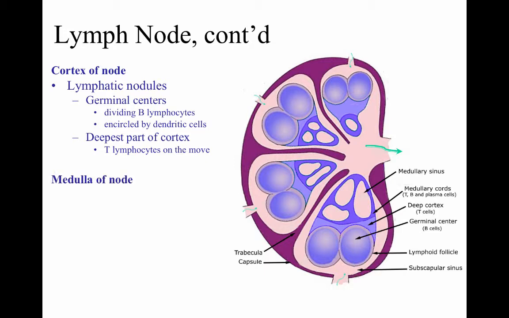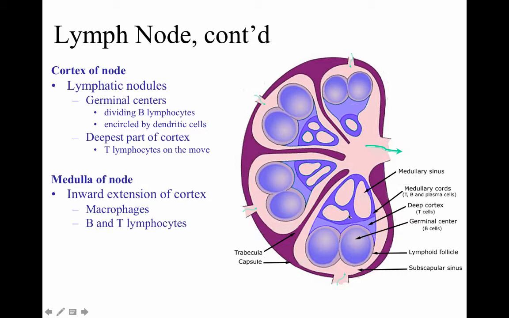The medulla of the lymph node is an inward extension of the cortex. So these medullary sinuses, the medullary cords, this deeper part is an inward extension of this outer cortex. And these have macrophages within them, B and T lymphocytes, plasma cells that will go on to produce antibodies.